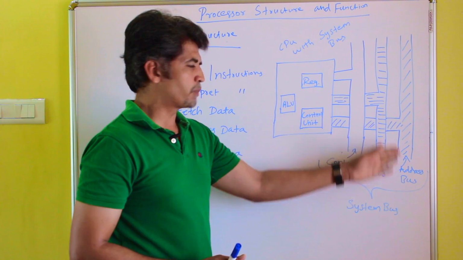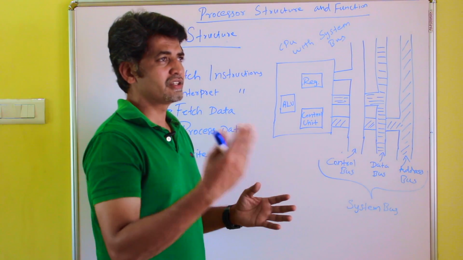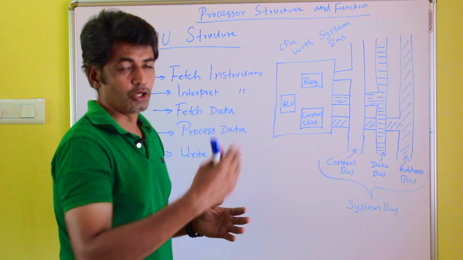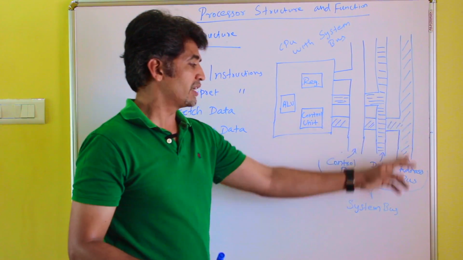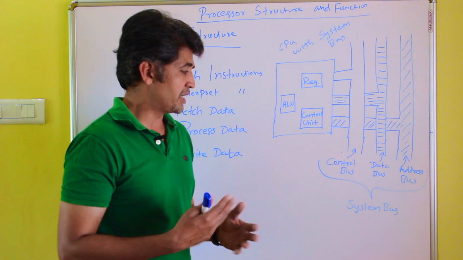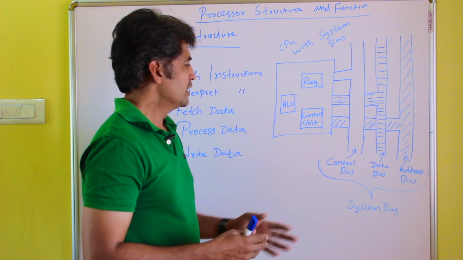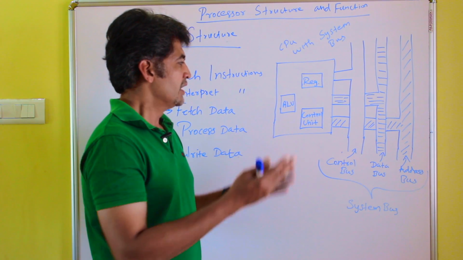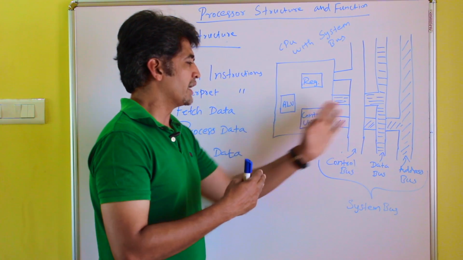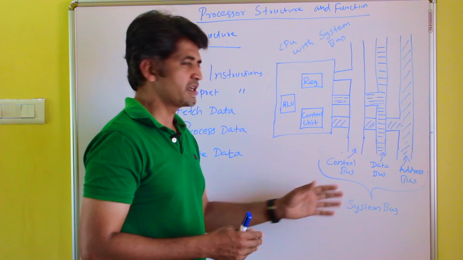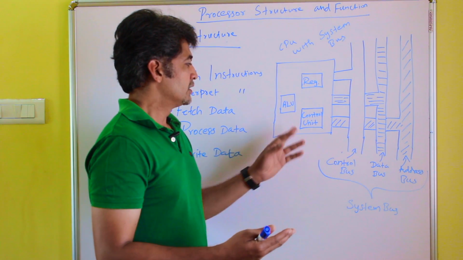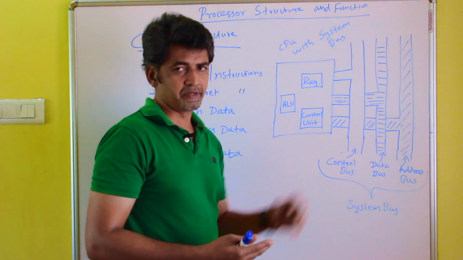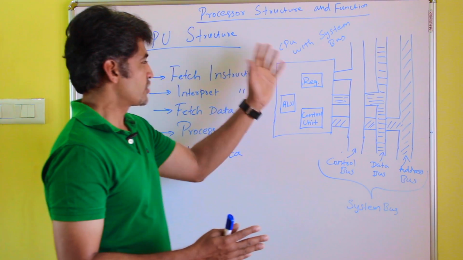The address bus provides the memory location from which the instruction needs to be transferred, so the memory location address is provided through the address bus. Then the data bus is used to transfer the data between the CPU and the memory. Then the control bus is required to transfer the control signals between the CPU and the memory. So this is how the processor structure is.